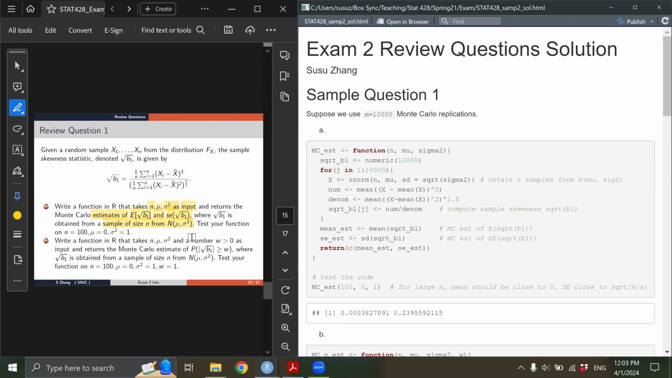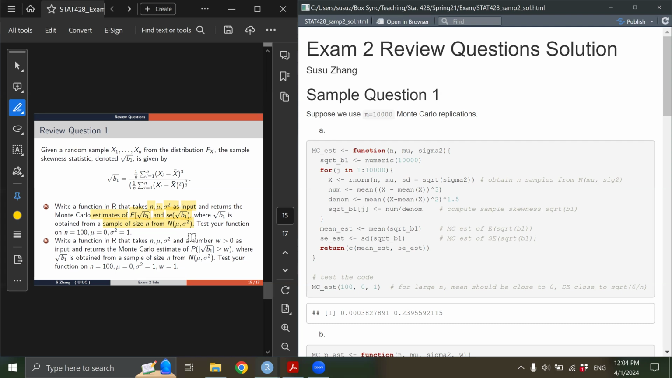So this function takes these three things as inputs, and it asks you to return the Monte Carlo estimates of the expectation and the standard error, which is essentially the standard deviation of square root of B1. One thing you will need to decide yourself is how many Monte Carlo replications you're going to do. Let's just say we are going to do a total of 10,000 Monte Carlo replications.